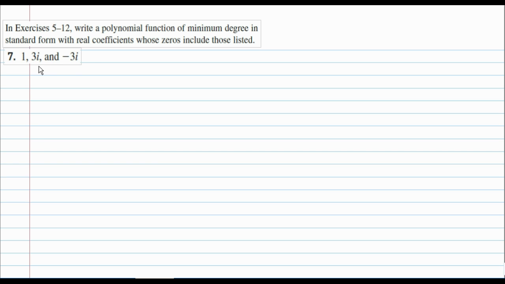Oh, look, they gave you both of them this time. Good. But I don't need to make up other zeros. I'm not going to make 5 and 0 and 87. I mean, let's just use what we're given, and that's it. Minimum degree. In standard form does mean that I need to multiply all this out.